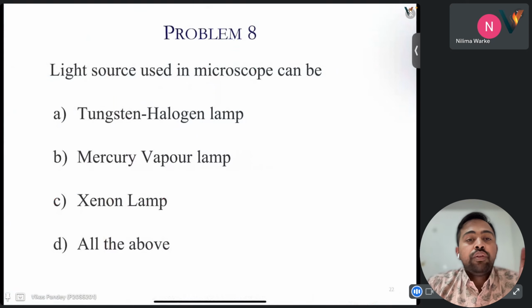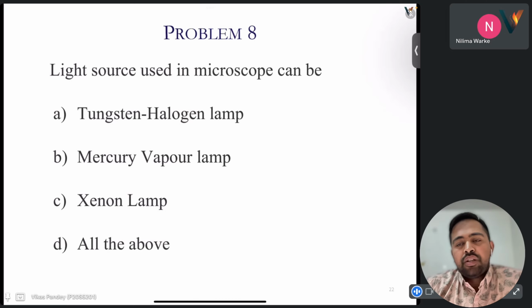Okay. So, which of the following light sources can be used in a microscope? Tungsten halogen lamp, mercury vapor lamp, xenon lamp, or all of these? Which is the common lamp light source used in microscope? Common is tungsten halogen. No, all these are used, in fact.